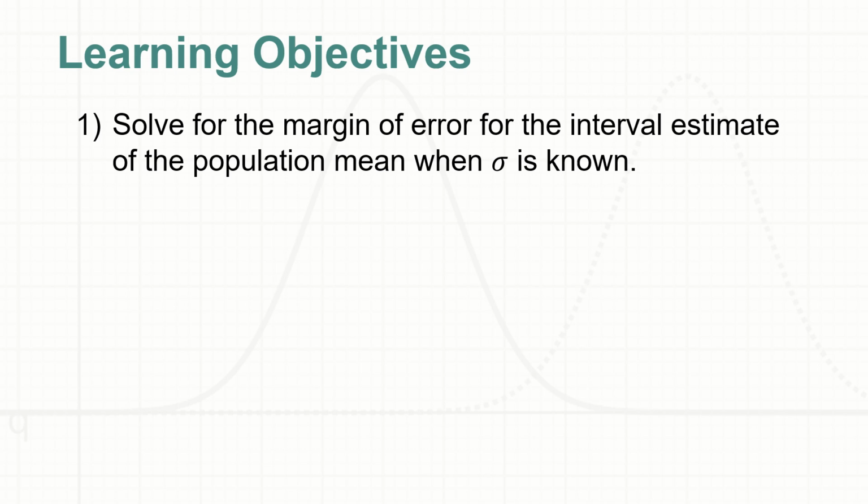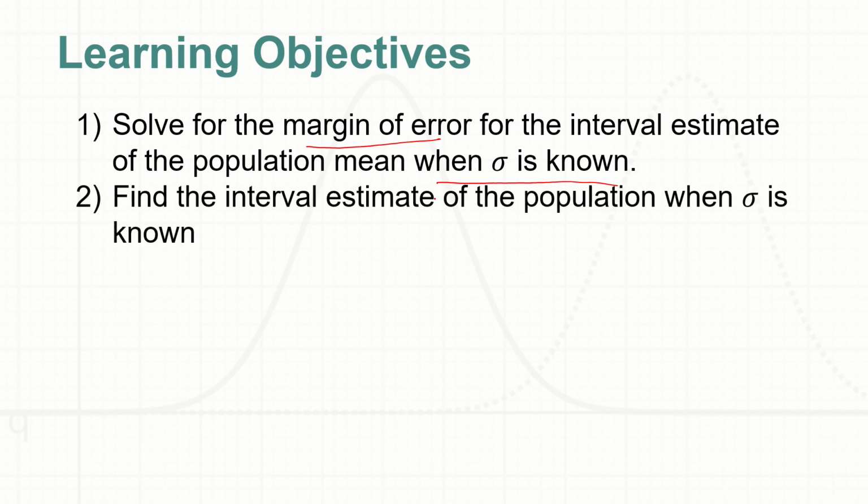First, we need to solve for the margin of error for the interval estimate of the population mean when our sigma is known. So here we also need to learn how to determine which equation or formula is to be used when looking for the margin of error when our population standard deviation is known. And our second learning objective is for us to find the interval estimates of the population mean when our sigma is known.